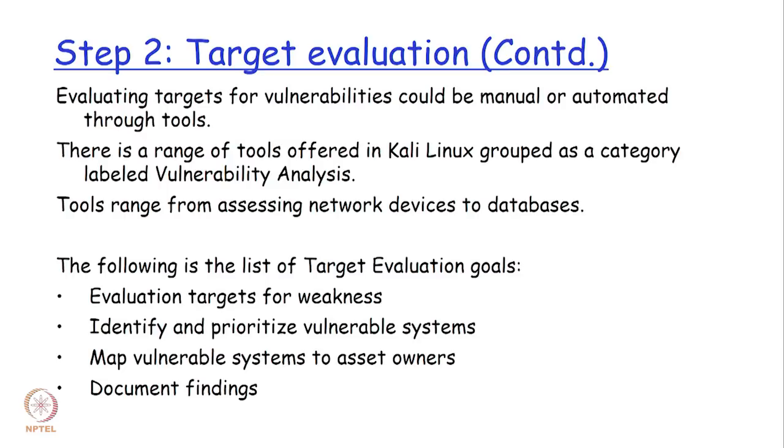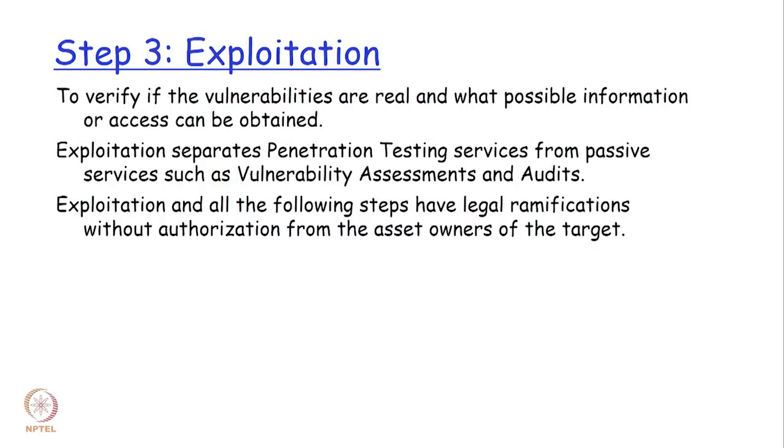So, the potential goals for target evaluation will be to identify targets for weaknesses, identify and prioritize the vulnerable systems, map vulnerable systems to the asset owners, and again document findings as we did in our first step. The third step is exploitation, to verify if the vulnerabilities are real and what possible information or access can be obtained from the details that have been retrieved from the previous step of evaluating the target, right.